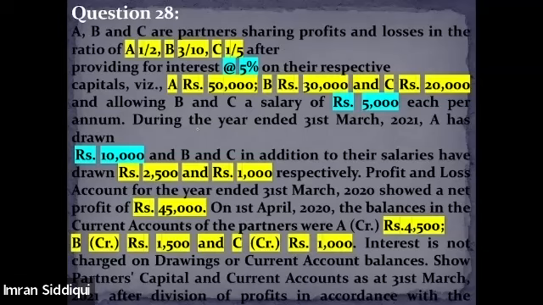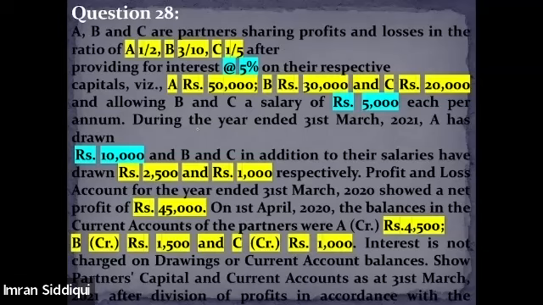After providing for interest at 5% on their respective capital, so partners will be getting interest on capital at the rate of 5%, allowing B and C salary. Apart from interest on capital, B and C will also be getting the salary. During the year ended 31st of March 2021, A has withdrawn 10,000 and B and C, in addition to their salaries, have drawn 2,500 and 1,000 respectively.